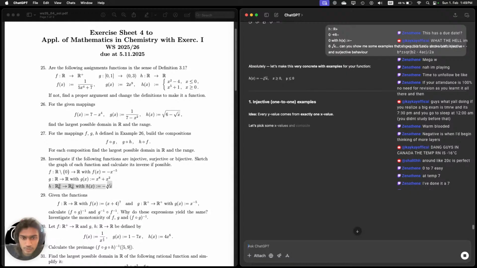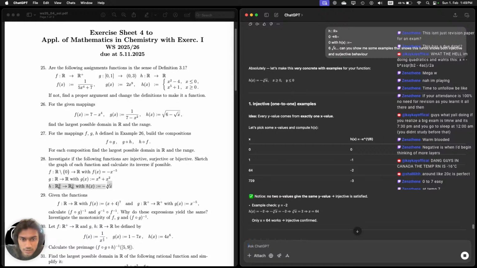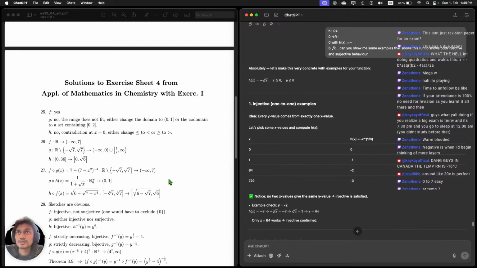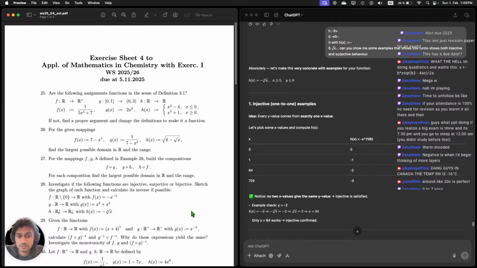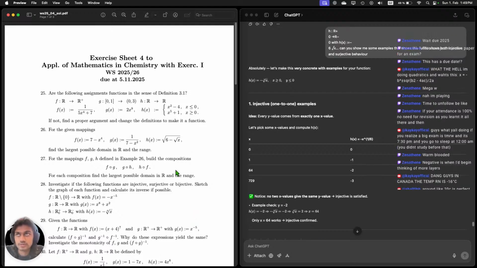What the hell am I doing? Quadratics. What the hell am I doing? Quadratics and what's this x equals? Oh wait, this has a due date. This is a revision paper for an exam. No, don't worry about the dates, bro. These are what they call exercise sheets. Yeah, it was last year. Don't worry.